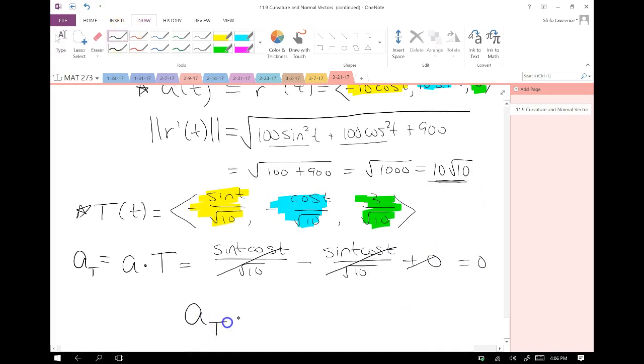So if we're trying to break our acceleration down into a tangential and normal component, there is nothing in the tangent direction. What that means is that none of our acceleration is going towards changing our speed. This object is moving at a constant speed. It is not accelerating or decelerating. It is moving at a constant speed. All of the acceleration is going towards changing direction.